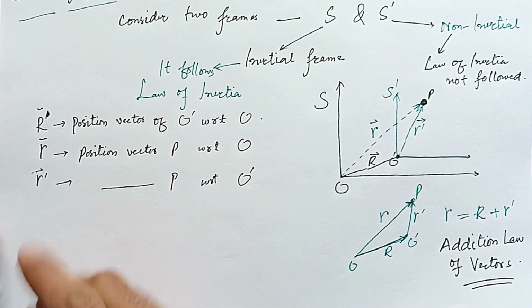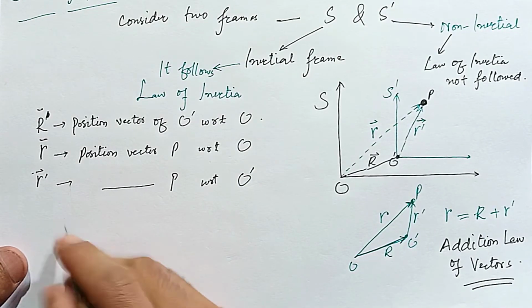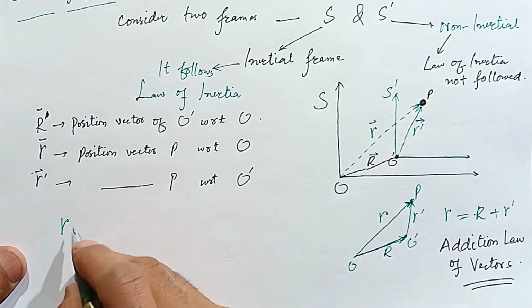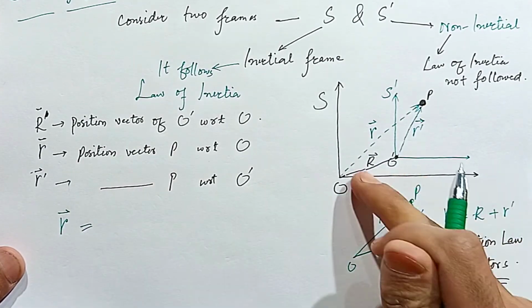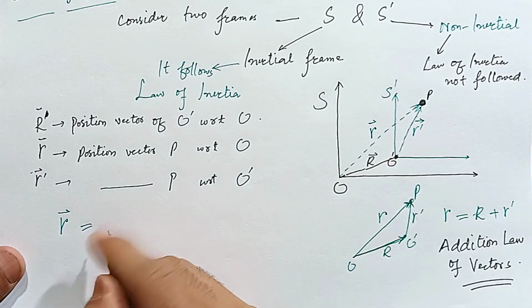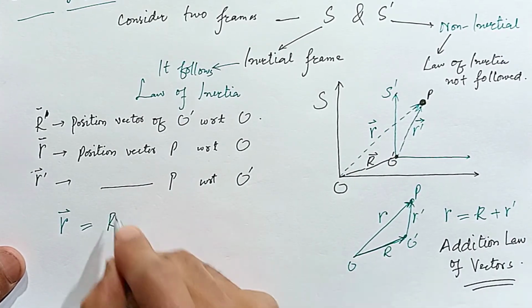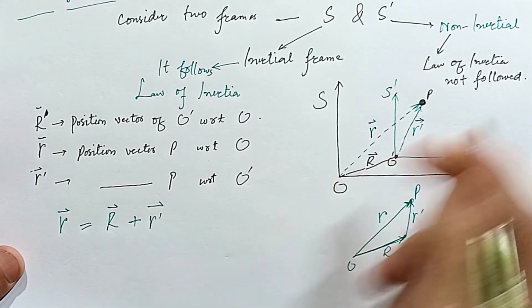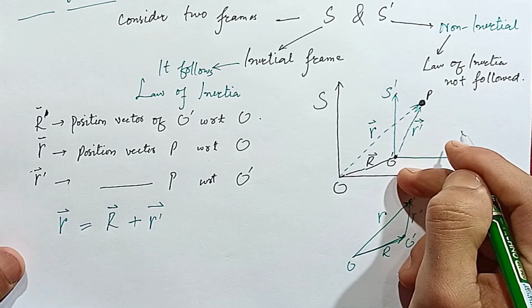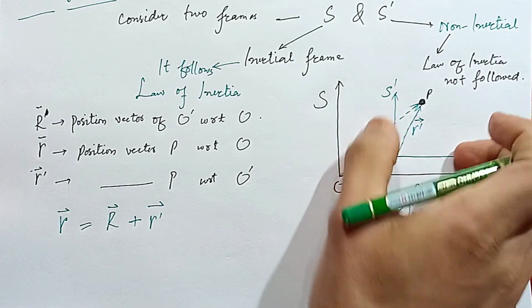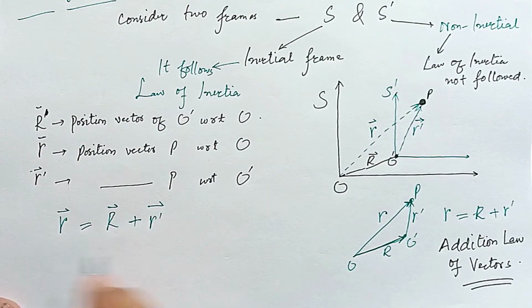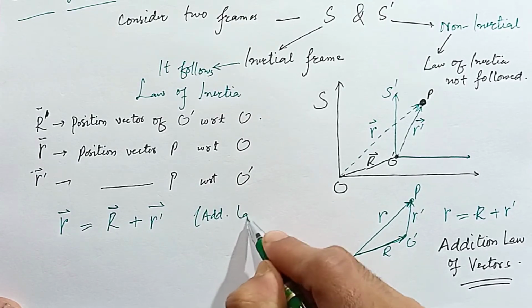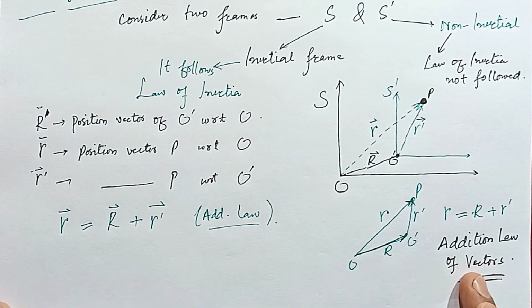So we will have the position vector r equal to capital R, the position vector of O prime with respect to O, plus r prime, the position vector of P with respect to O prime in the non-inertial frame of reference. This is from the addition law of vectors, which is discussed here.